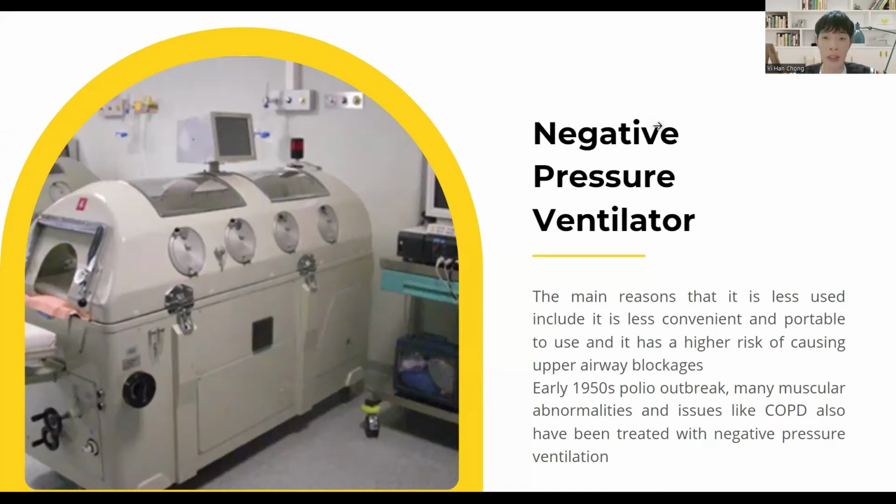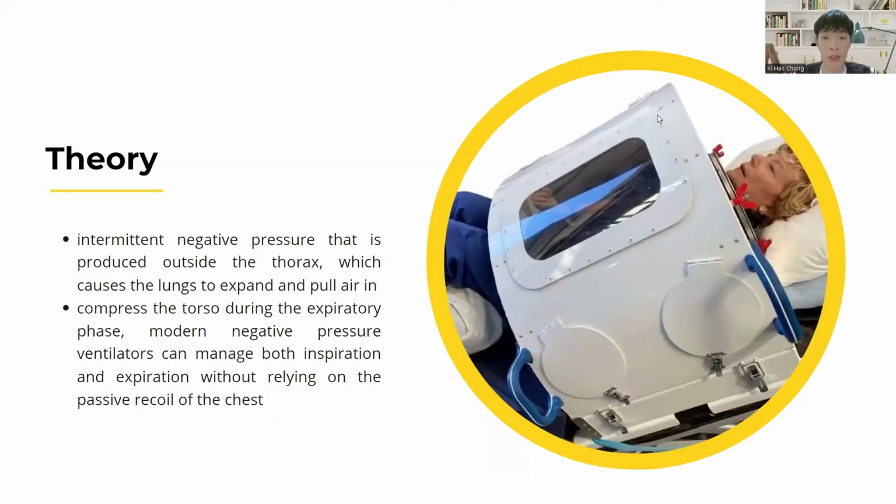NPVs were widely utilized in hospitals during the early 1950s polio outbreak. Additionally, many muscular abnormalities and issues such as COPD have also been treated with negative pressure ventilation. According to the principle of negative pressure ventilation, inspiration is started by an intermittent negative pressure that is produced outside of the thorax, which causes the lungs to expand and pull air in. Then you might be wondering, how does this negative pressure ventilator work?